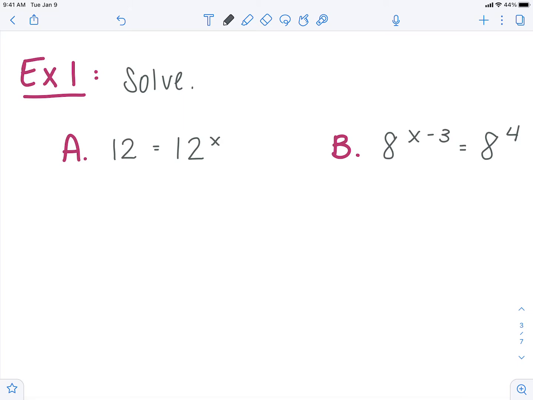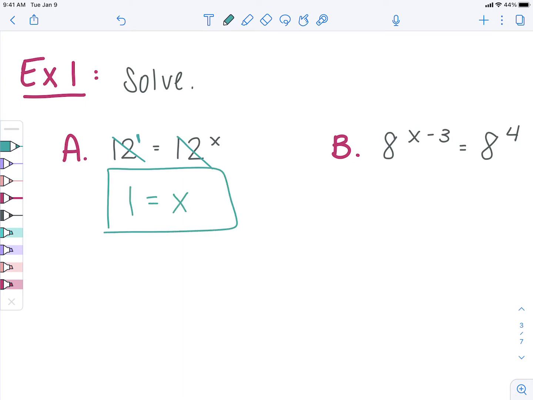So let's look at the first one. Solve 12 equals 12 to the x. Our bases are already the same, right? So since our bases are already the same, I can just cancel the bases out, and I'm really left with an exponent here that's 1, and just set my exponents equal to each other. So now I just have 1 equals x. X is by itself. I don't really need to solve anything. It's already done for me.